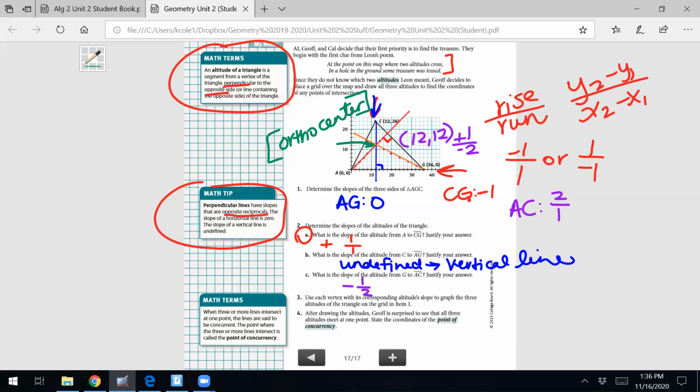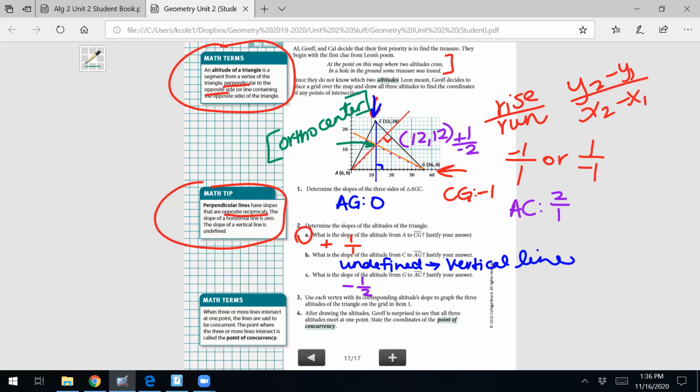An altitude is when you come from the vertex of a triangle and you use the perpendicular slope of the opposite segment. Okay? From the vertex, using the perpendicular slope of the opposite segment. Questions on how to draw an altitude? What's it called? The orthocenter. Okay, where all of those altitudes come together is the orthocenter.